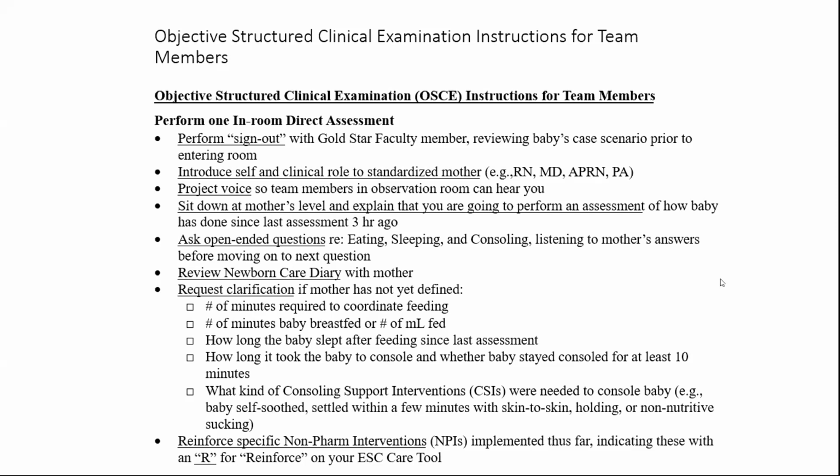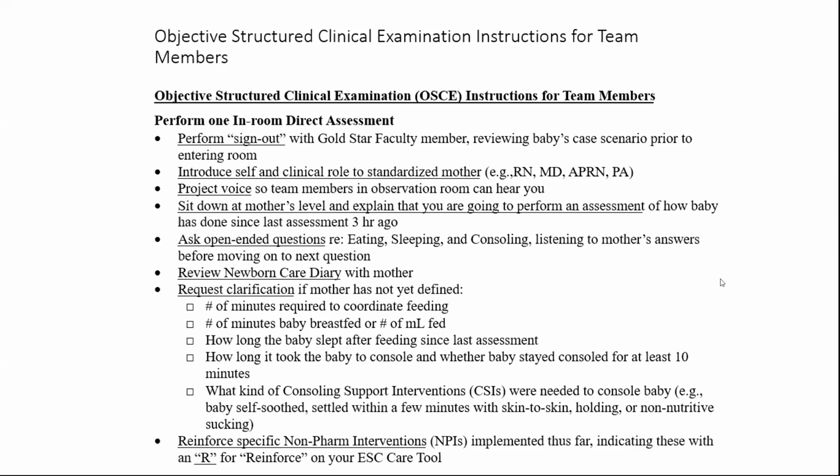It leads to just more of an open conversation. We want to ask open-ended questions, not yes or no. Is your baby eating? Yes. Is your baby sleeping? Yes or no. Just ask those open-ended questions so that you'll get answers.